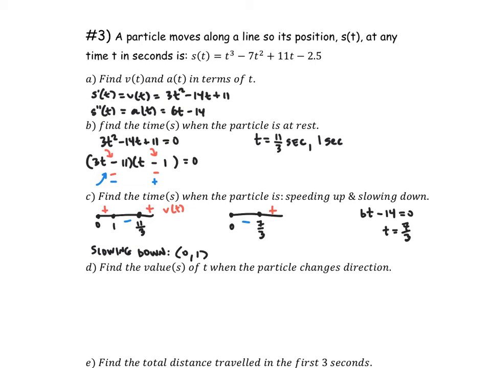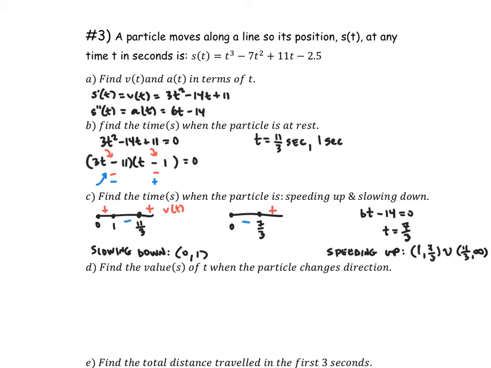Let's see where else it would be slowing down. Now 11/3 is greater than 7/3, so I'll go on the bookend here. Speeding up: clearly from 11/3 off to infinity, the particle is speeding up. Now I have to work out everything in between. They're going to be the same sign from 1 to 7/3, both the acceleration and velocity are positive.